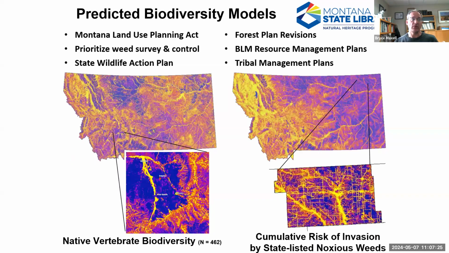We stack up those individual species models, and we've come up with these overall predicted biodiversity maps as well to inform large-scale land management planning efforts. On the left side of this is an image of overall native vertebrate biodiversity, 462 species that we've modeled in this. The hottest colors, the yellow colors there, are predicted to be high biodiversity areas, and the blue or cooler colors are predicted to be the lower biodiversity areas.